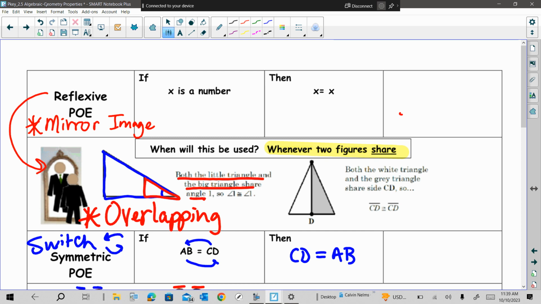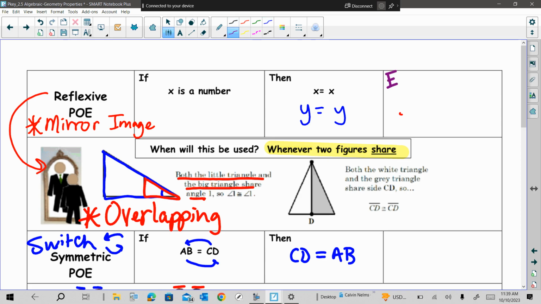It's when we have a mirror image in the equality statement. So in the equal sign, if x is a number, then x has to equal x, unless I'm solving an equation. This is the same thing as saying y equals y.